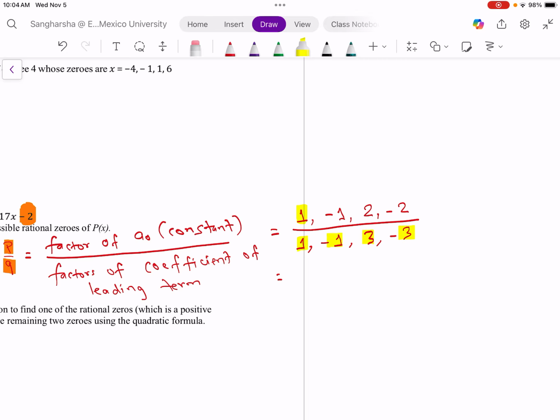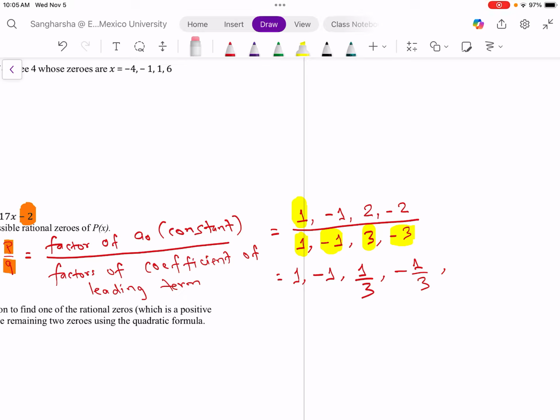If our p is 1 and our q is 1, what is 1 divided by 1? It is 1, right? Now let's take p as 1 and q as negative 1. So 1 divided by negative 1 is negative 1. Let's take 1 as p and 3 as q. So 1 divided by 3 is 1 over 3. Now let's take p as 1 and q as negative 3. We get negative 1 over 3. So we are done with 1.